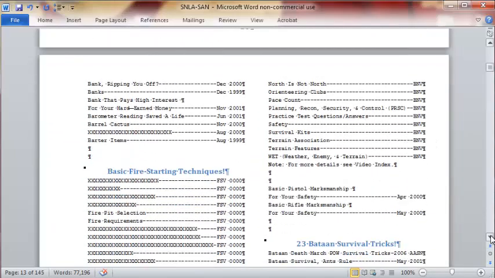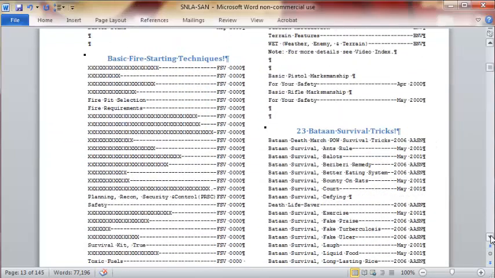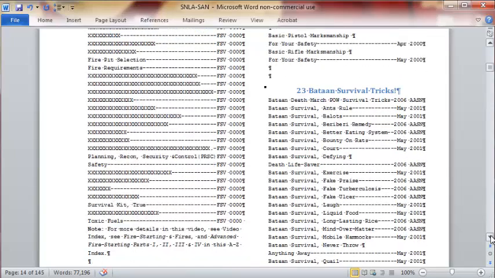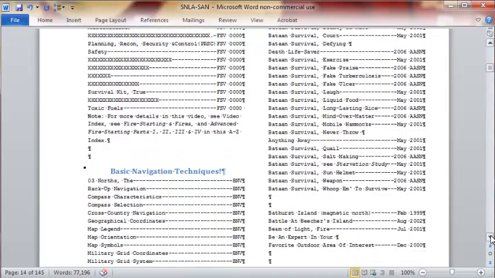And here we go, basic fire starting techniques. You just notice it's blacked out. I mean X'd out. And you got 23 baton survival tricks right there. Big time in survival tricks by the soldiers, Air Force, Navy, Army, Marines, Coast Guard, especially during the wars. Basic navigation techniques.